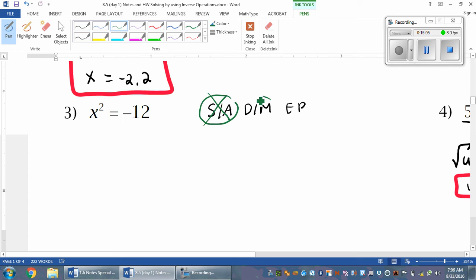So I just have x squared. I don't have anything that's multiplying and dividing. So I'm going to go straight to getting rid of the exponent. So how do I get rid of this 2? You're going to square root both sides. The square and the square root cancel.